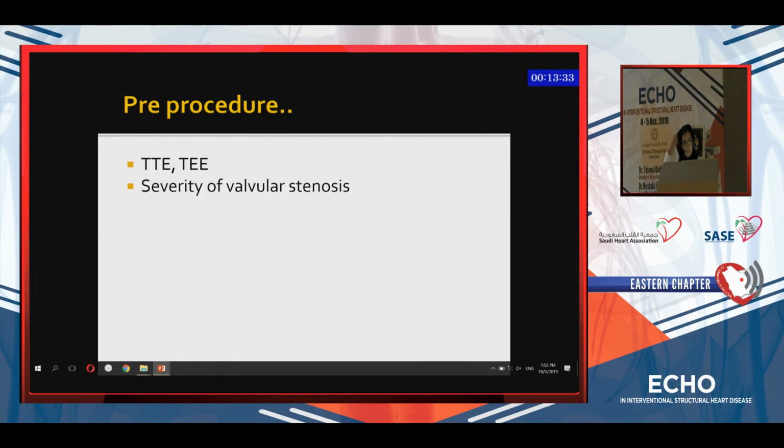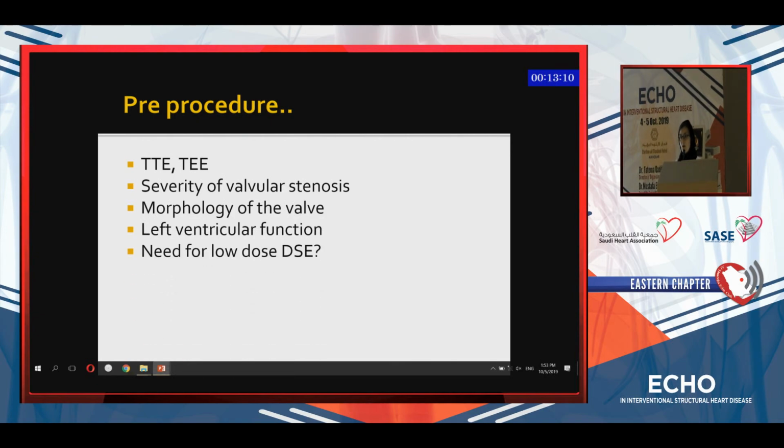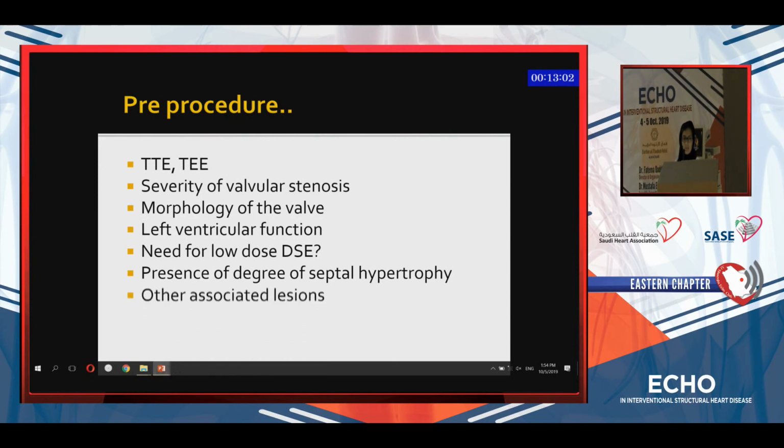So pre-procedure, as was mentioned earlier on, transthoracic echo and transesophageal echo are vital as a starting point. The minimum data set that you require is the following. You need to make sure you clarify the etiology of the valve stenosis, the morphology of the valve, the severity and the degree of the stenosis. What is the function like? Do you require low-dose dobutamine in these cases? And what's the myocardial thickness like? Is there septal hypertrophy, and how significant is that? And finally, very importantly, are there any other associated lesions like valvular lesions?